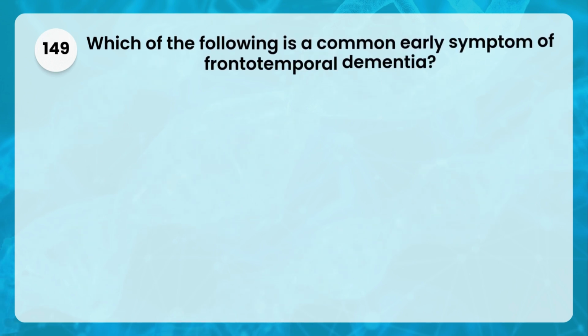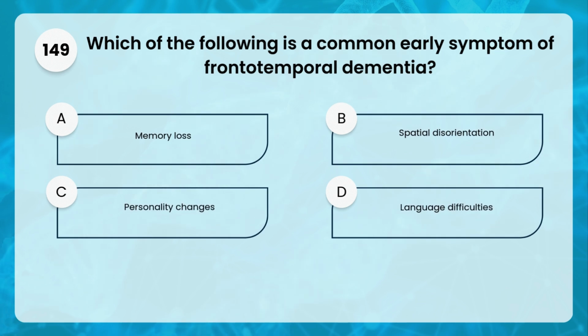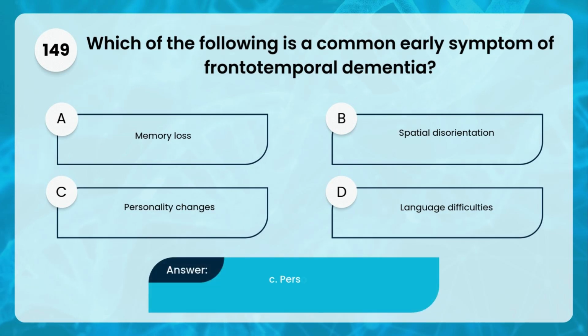149. Which of the following is a common early symptom of frontotemporal dementia? A. Memory loss. B. Spatial disorientation. C. Personality changes. D. Language difficulties. The answer is C. Personality changes.